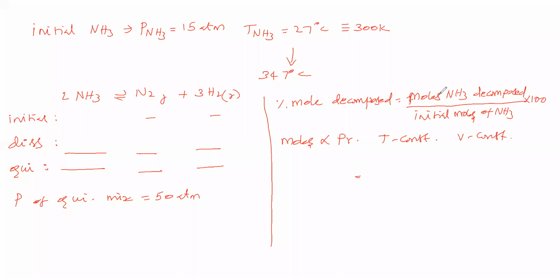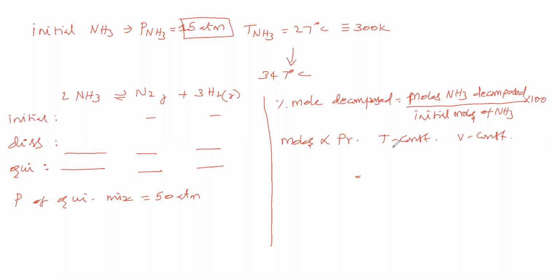Then we can say the pressure of ammonia decomposed and the initial pressure of ammonia. So the mole percentage decomposed is directly proportional to the pressure of ammonia decomposed by the initial pressure of ammonia, into 100. Shall we take this 15 atmosphere as the initial pressure of ammonia?